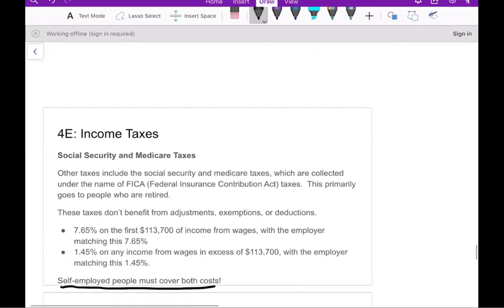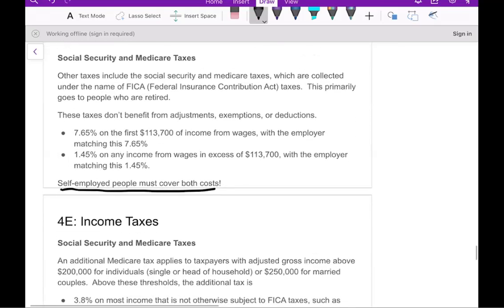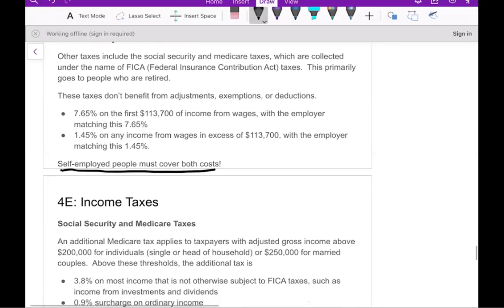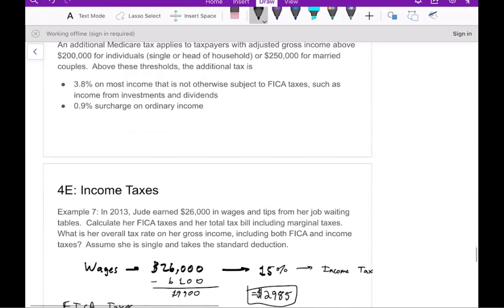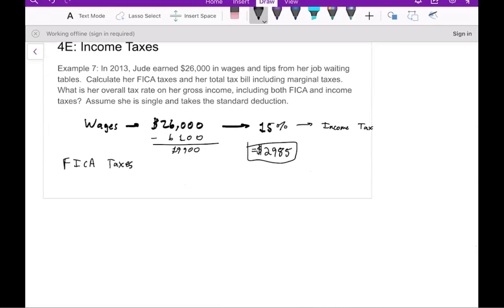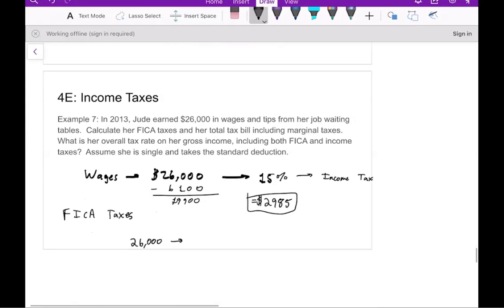Now the FICA taxes, remember, are 7.65% on the first $113,700 of income from wages. Of course, these don't adjust from adjustments. These don't benefit from adjustments, exemptions, or deductions. So this is just off the 26,000. So I need to take 26,000, and I need to take 7.65% of that.